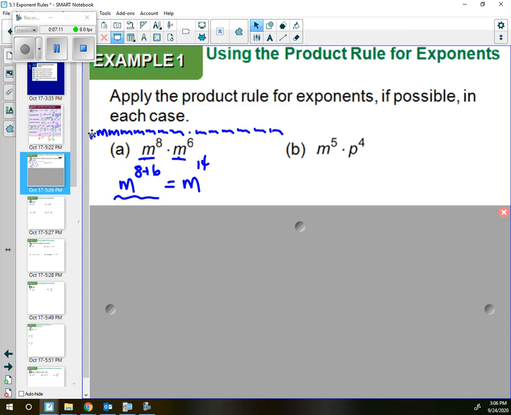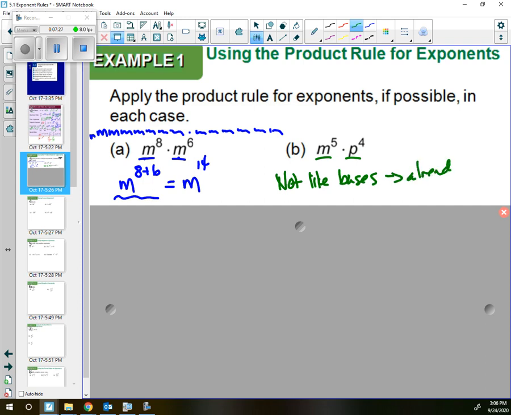All right, take a look at letter B. Again, pause the video first, try it. All right, letter B, m and p, they are not like bases. That means it's already simplified. We can't do anything because if they're not the same base, I can't combine those. They're not like terms, so I can't do anything with that. That is already simplified.